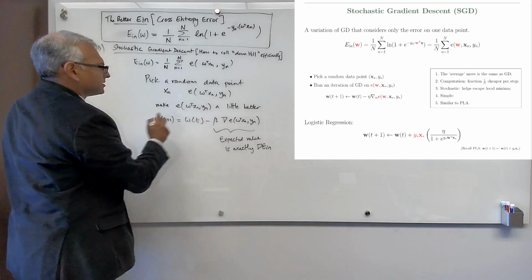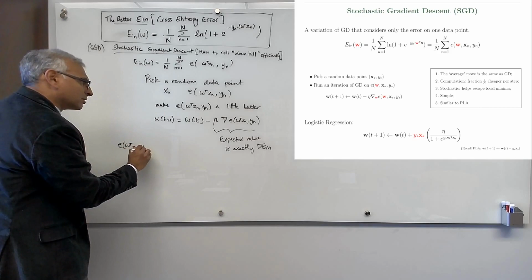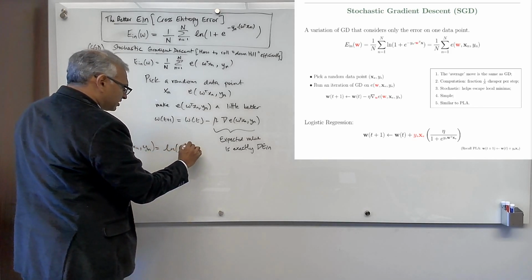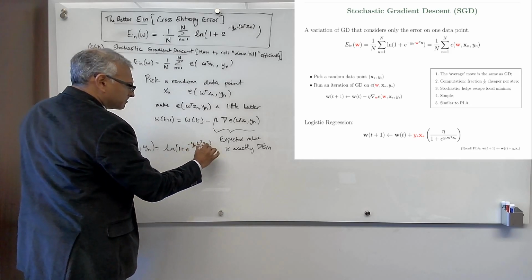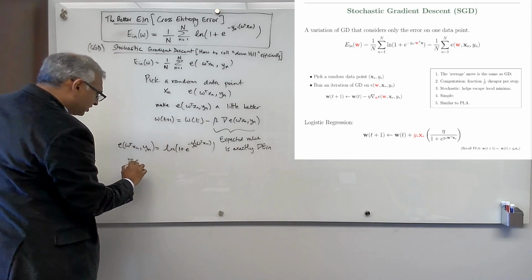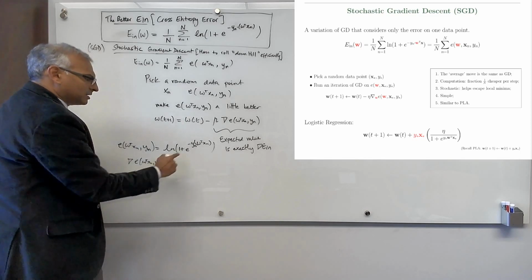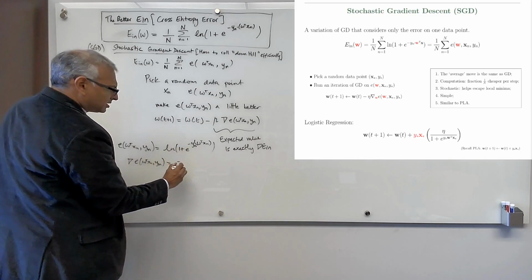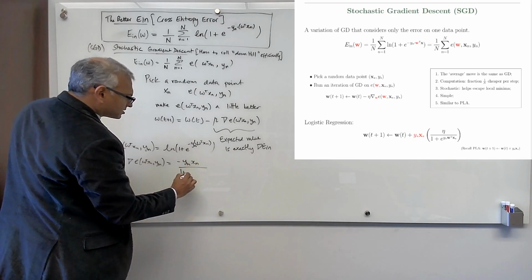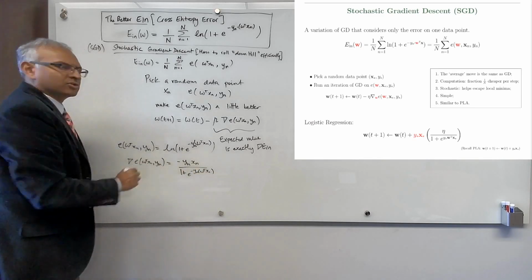So what is this? E of W transpose xn and yn is exactly the log of 1 plus e to the minus yn W transpose xn. The gradient of this with respect to W is exactly minus yn xn divided by 1 plus e to the minus yn W transpose xn. So you can compute this gradient yourself.